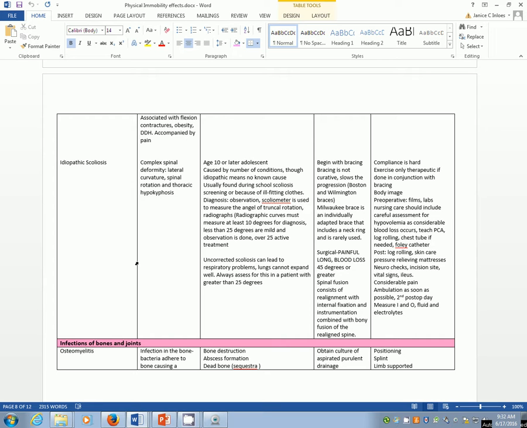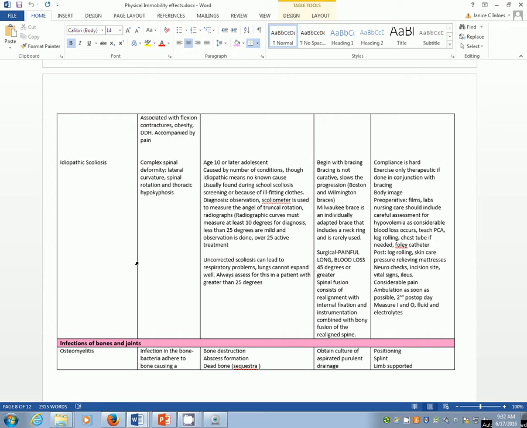Usually we see it at age 10 or later. It happens more in females than males. We don't really know the causes. It can be caused by a lot of things. We usually find it when we do the school screenings, or sometimes because you notice ill-fitting clothes. We observe them, of course, we do the screening. They go to the doctor. They get some x-rays done. We have a scoliometer that we can use to measure the angle of the truncal rotation.